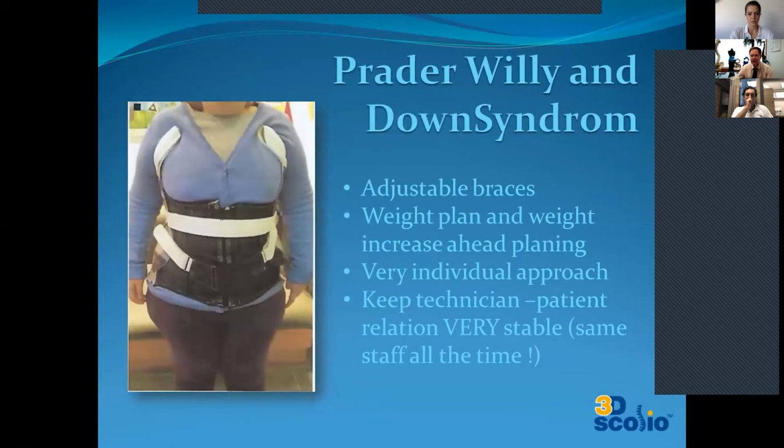If we have Prader-Willi syndrome or other genetic or hormonal imbalances, we have to take a lot of other points into consideration. There are mental problems, and typically in this special group there are very big weight problems which have to be taken into consideration. So typically you have a stronger, stiffer frame construction with a more elastic textile abdominal fixation to adjust to the weight increase.